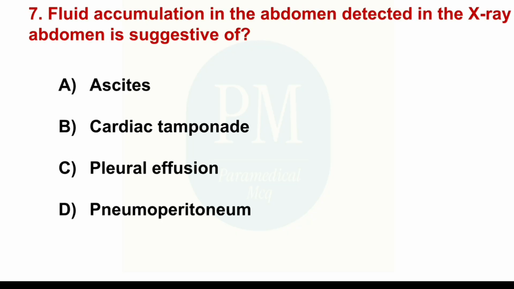Fluid accumulation in the abdomen detected in the X-ray abdomen is suggestive of: Option A. Ascites. Option B. Cardiac tamponade. Option C. Pleural effusion. Option D. Pneumoperitoneum. The correct option is option A. Ascites.